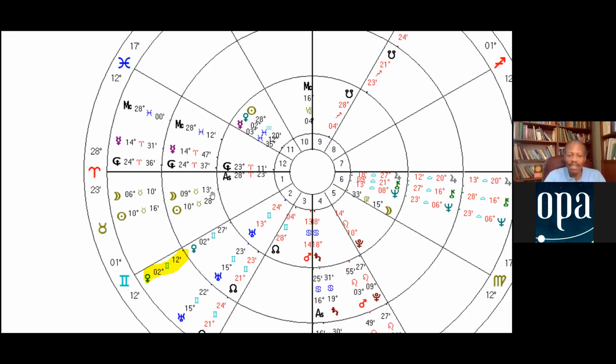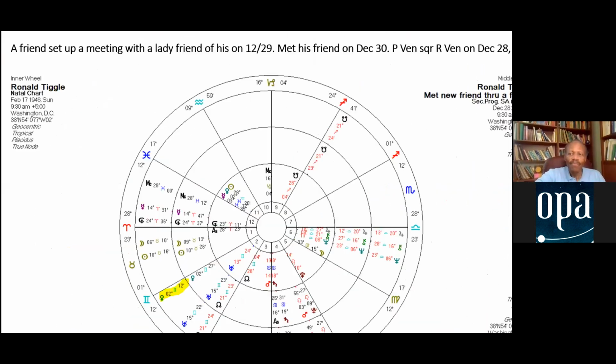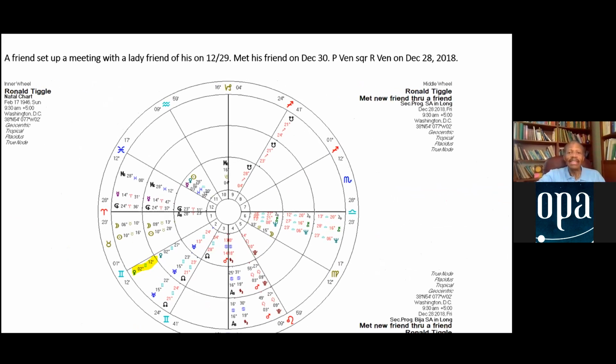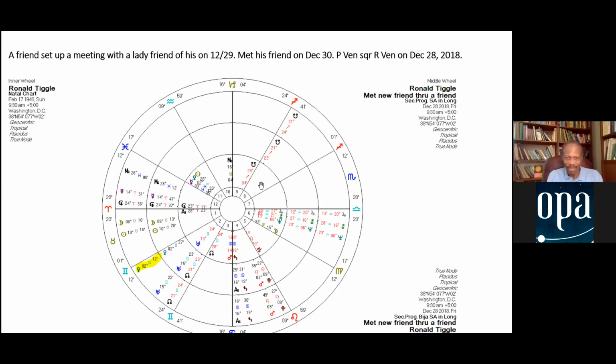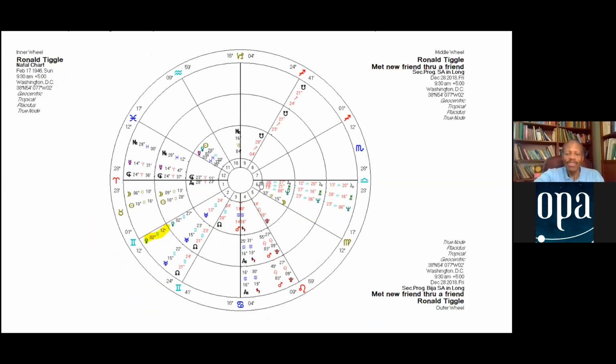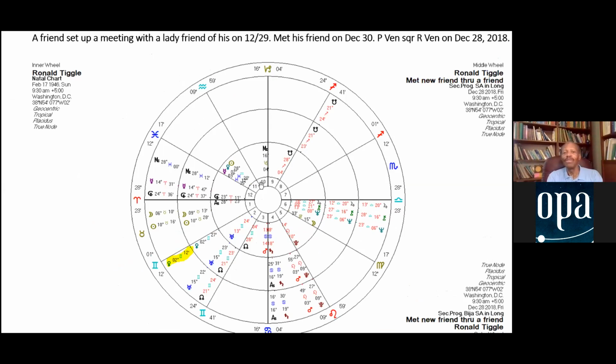Let me blow this up a little bit. My wife unfortunately passed in 2014, so I was open to meeting new people. I happened to be having lunch with a friend on December 29th, and he decided that he would like me to meet another friend of his, a lady friend. And so he set up a meeting for me to meet her on December 30th. And that progress Venus square Venus aspect was exact on December 28th. So to show you that you can use these for fairly precise timing. And we're still friends, by the way.